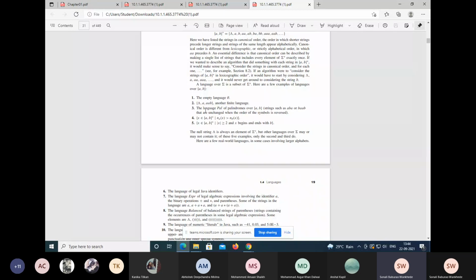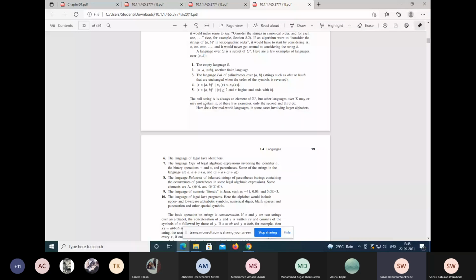In the first example, as you can see, there is an empty language, which is given by this sign. The set a, ab is a finite language, the occurrence of a and b. Similarly, there are other examples as well. The null string is always an element of summation star, but other languages over summation may or may not contain it. Of these five examples, only the second and third do.